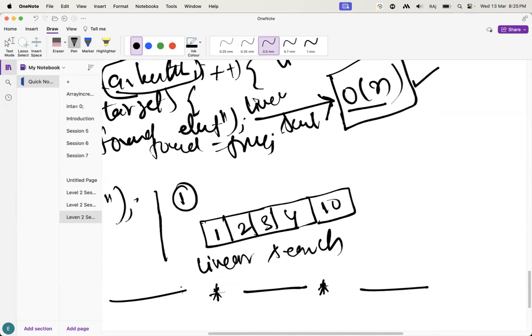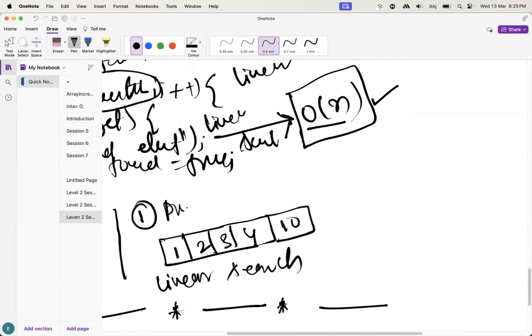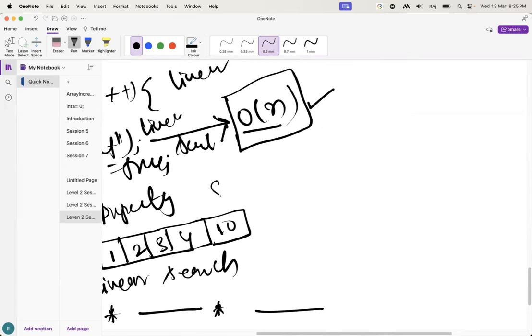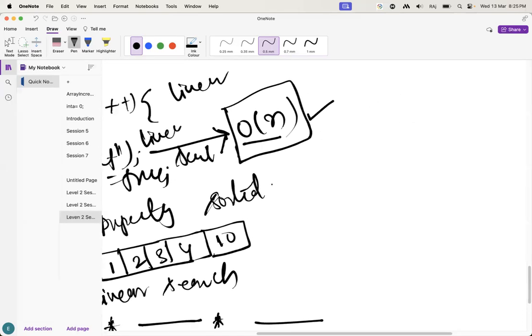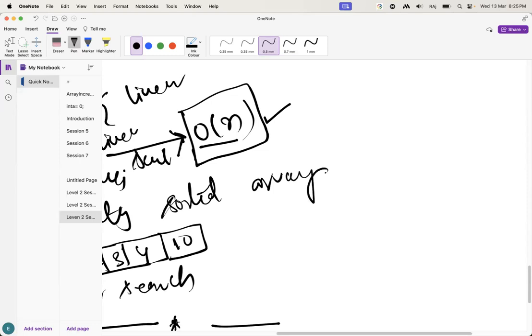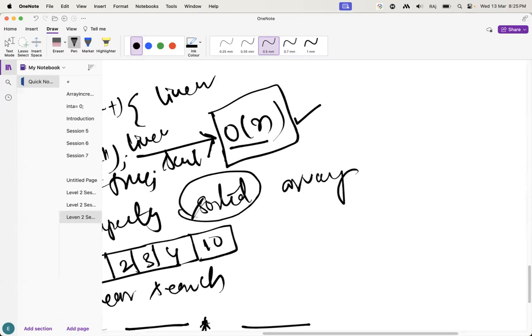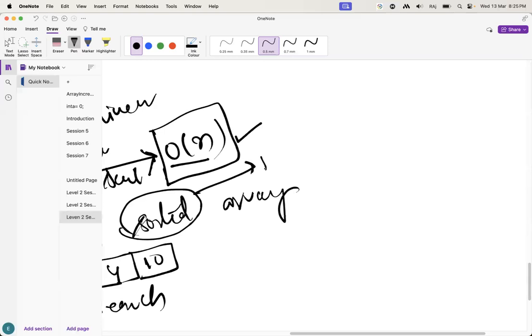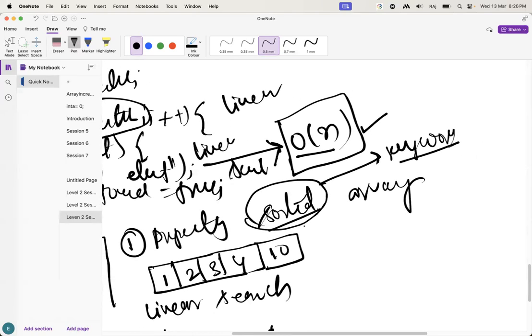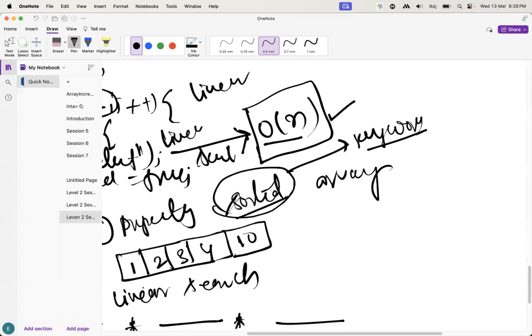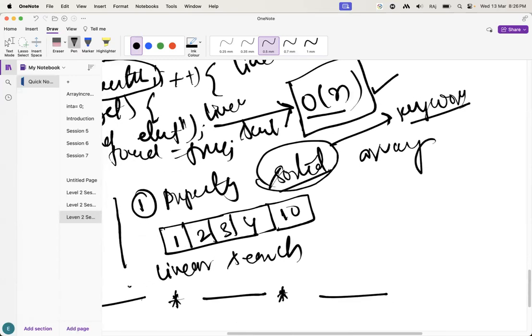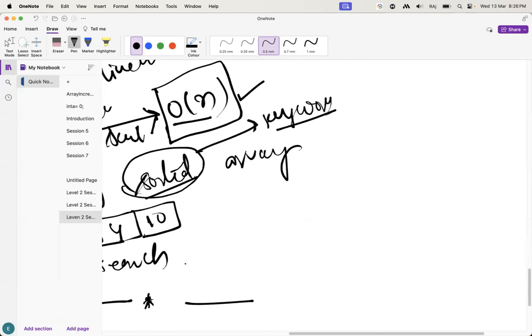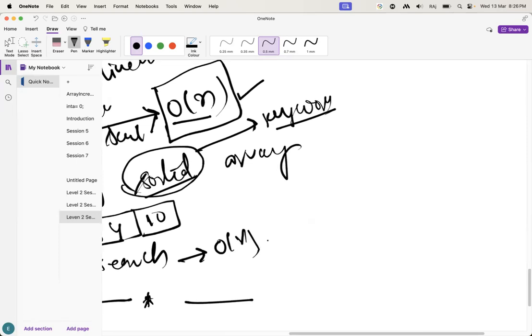So when they give one property called a sorted array, guys, this is the keyword here: sorted. When you see the property sorted, what is the need to go for linear search? Because linear search usually takes O of n time complexity.